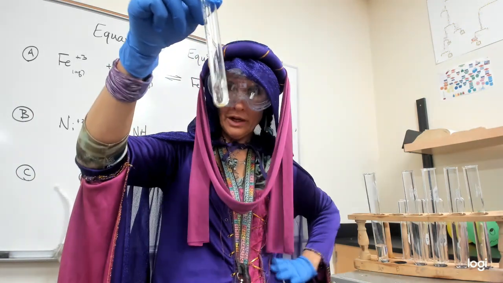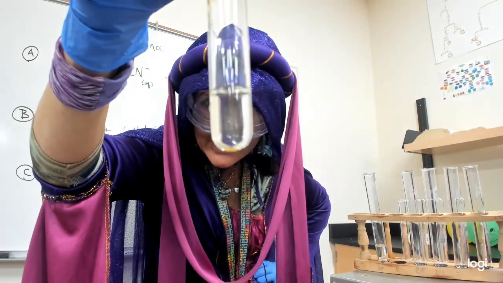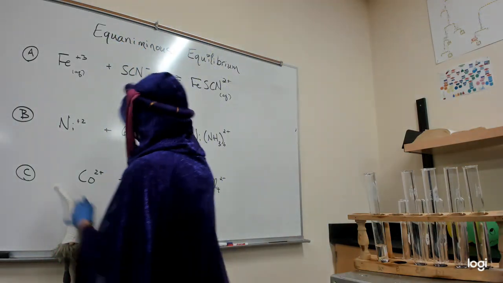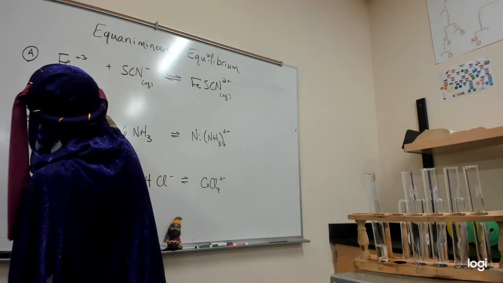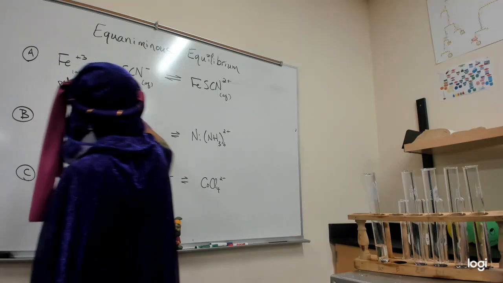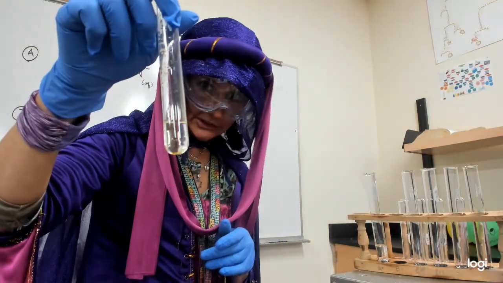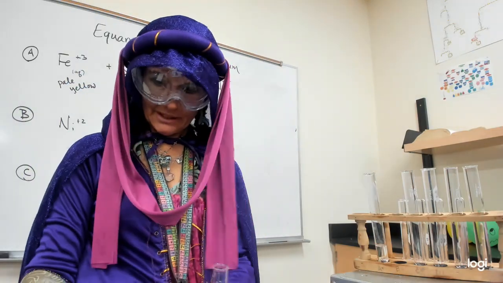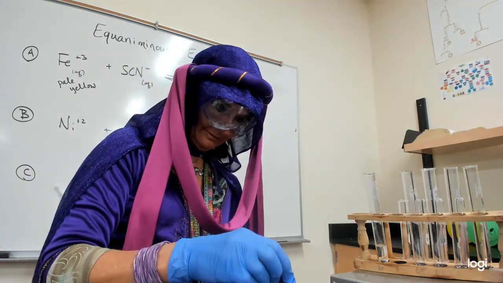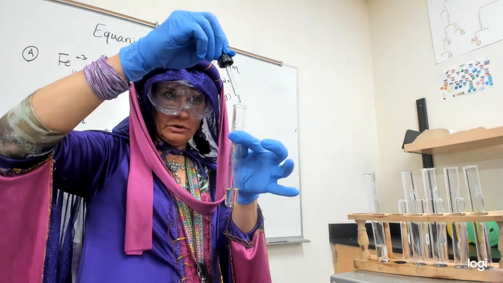And there we go. And look, can you even see the pale yellow color? It's a pale yellow color. Let's write that. Now, we're going to see if we can change the color. We're going to add a little bit of KSCN. Just 1 drop will do it. Here we go.